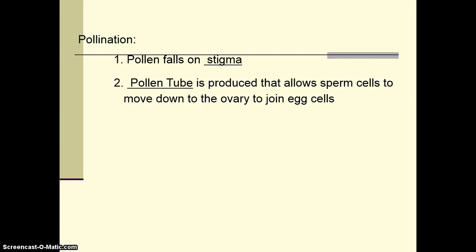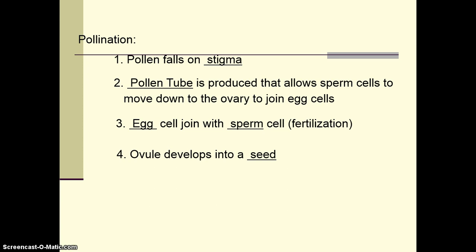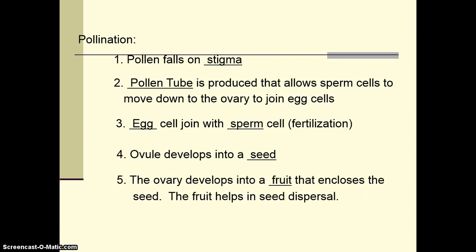Then a pollen tube is produced and that allows the sperm cells to move down to the ovary and join the egg. Once the egg and sperm cell join, we say that fertilization has occurred, at which point the ovule develops into a seed and the ovary develops into fruit that encloses the seed.